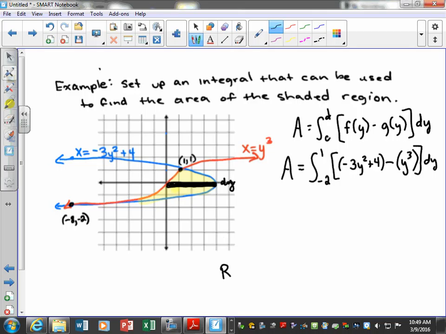So I'm going to make a note down at the bottom. I'll say right minus left. So our right boundary minus our left boundary is what we would do here, where in the x one we did the upper boundary minus the lower boundary.